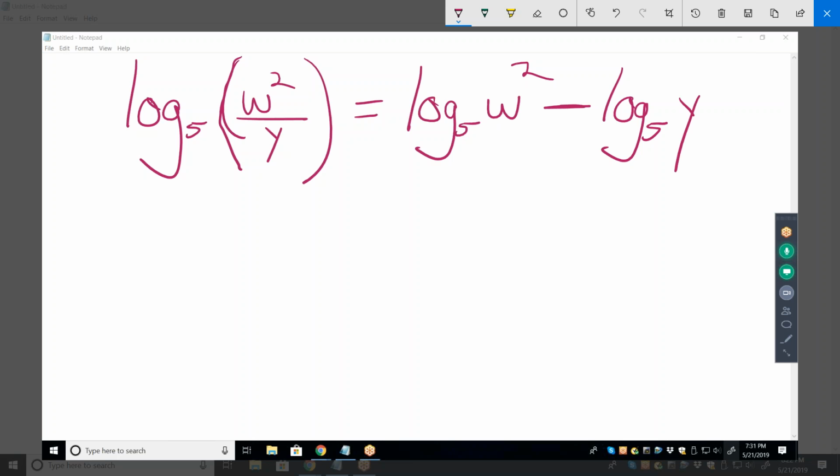Now, there's one last expansion that you can do here, and that's to take that exponent and move it down in front. You can always do that. Okay. And that is also part of an expansion. You want to make sure you do that part.